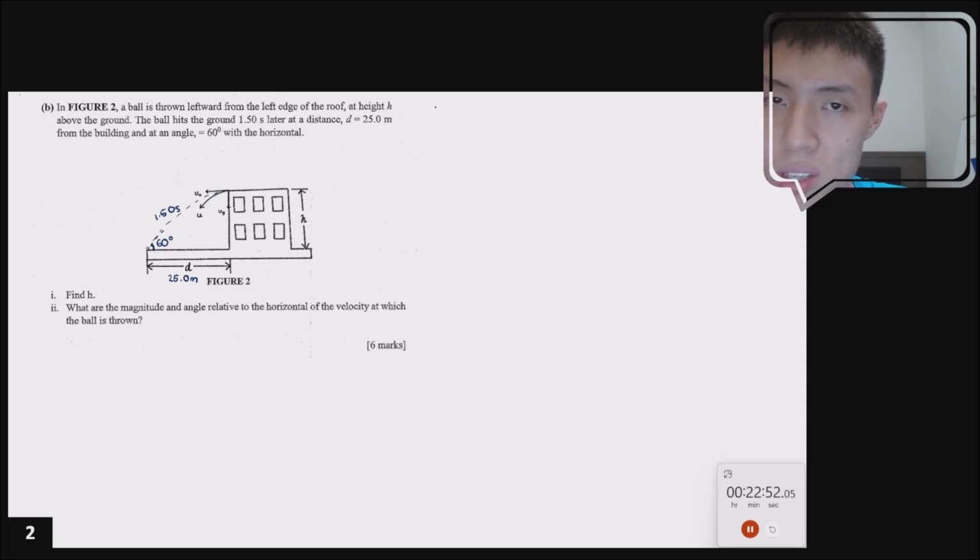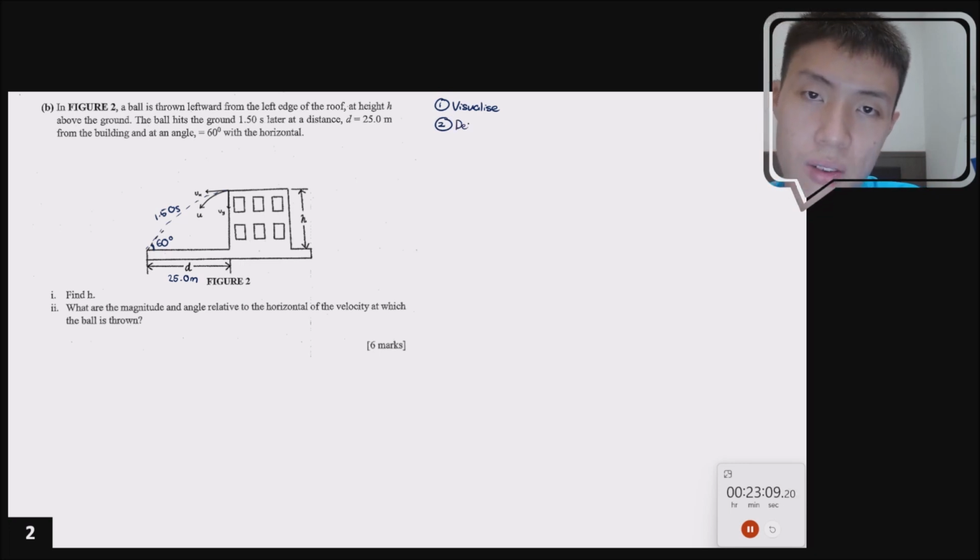If you are my student, usually projectile questions we will do in 5 steps, right? So let me list down the 5 steps. First step, you visualize the situation. They provide a diagram already, so there's nothing much for us to draw. We just fill in the information into our diagram. The second part is to determine the initial and final position for every single question.